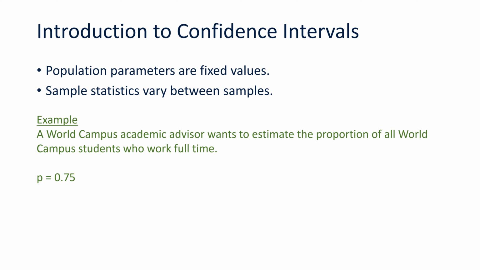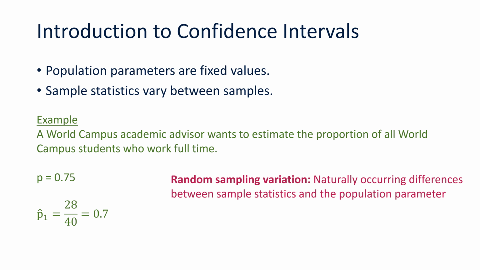For the sake of this example, let's say that in the population of all World Campus students, the population proportion is really 0.75. That value is fixed. The second point here is that sample statistics vary between samples. While the population proportion is fixed at 0.75, we wouldn't expect every random sample to have a proportion of exactly 0.75. In the sample from this study, the sample proportion was 0.7. It's relatively close to 0.75, but it's not exactly the same because of what we call random sampling variation.